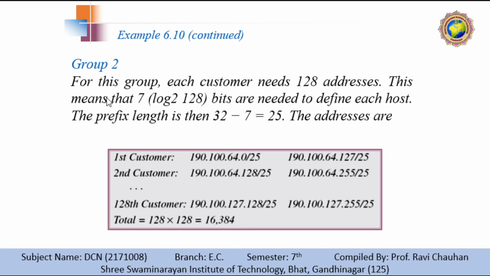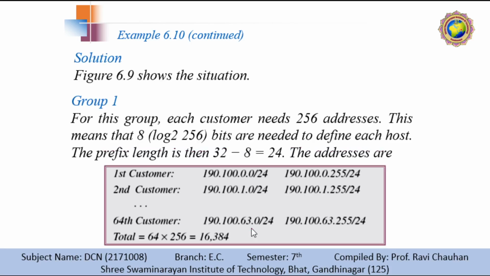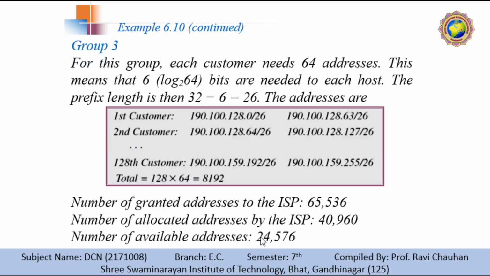For group number 2, each customer needs 128 addresses, and this means that log2 of 128, which is 7 bits, are needed to define each host. So 32 minus 7 will be 25. So our mask will be /25, and the total number is 128 times 128, which is 16,384, the same as our previous case.